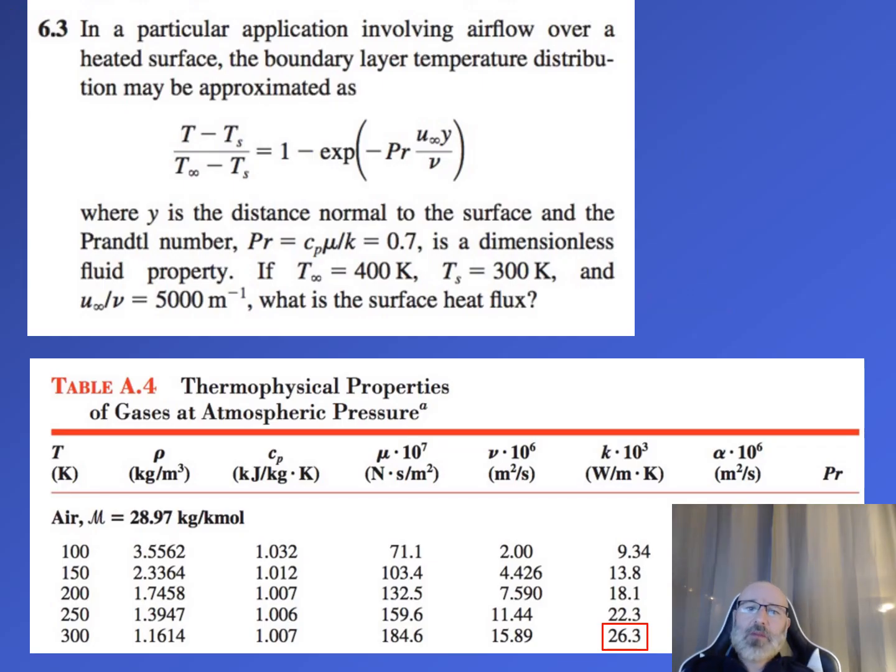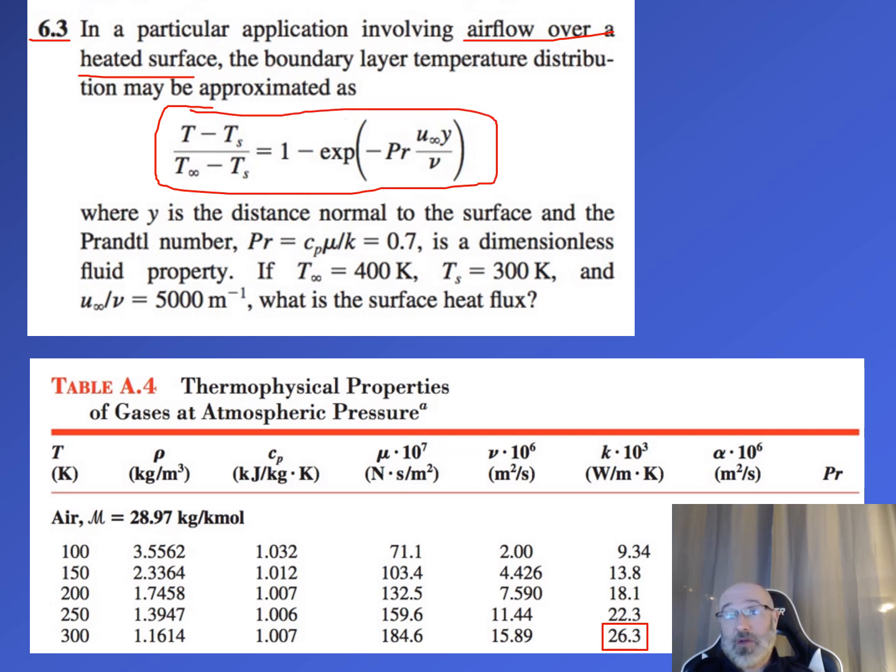So now let's go ahead and apply some of that theory and governing equations that we saw within this module to an example problem. Let's take a look at example problem 6.3. In this problem, they tell us that in a particular application involving airflow over a heated surface, the boundary layer temperature distribution can be approximated by the following relationship that they give here. Within this governing equation, y is the distance normal to the surface, and our Pr number is equal to this relationship here, which they give us a value of 0.7.